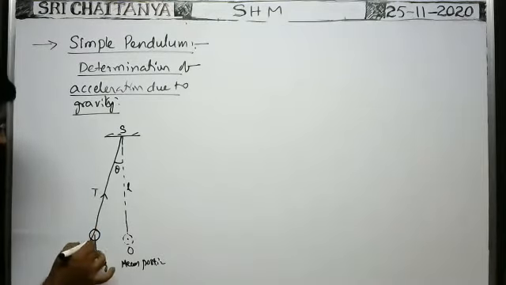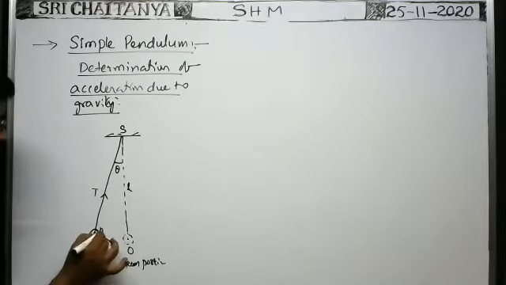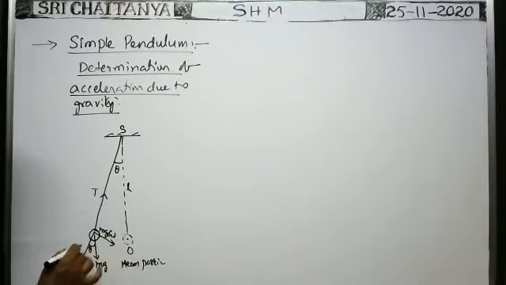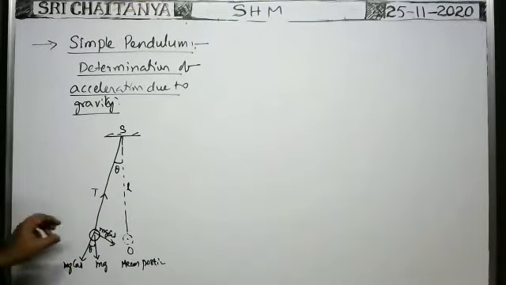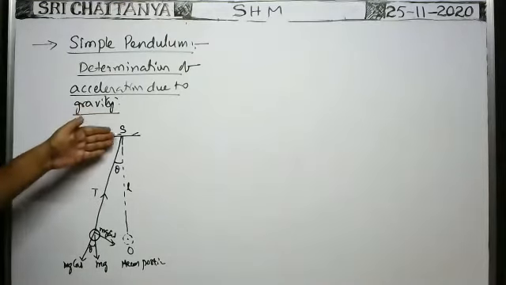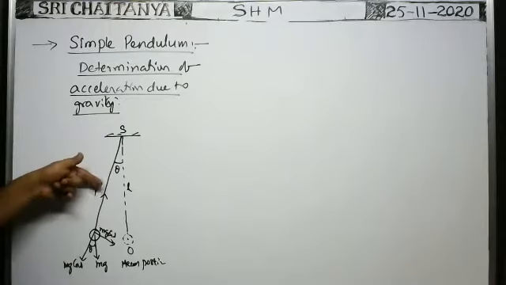So divide it into one component along the string, and another component perpendicular to it. If the angle is theta, this is theta. Then this component is mg sin theta, and this one is mg cos theta. So the weight component of the bob, mg cos theta, away from the point of suspension along the length of the string, is balanced by tension.